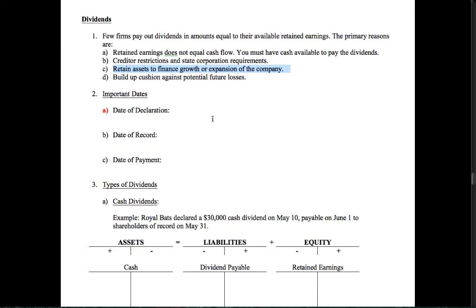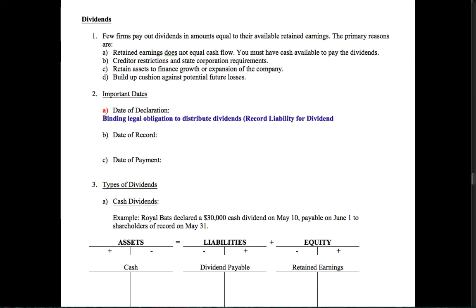First, let's talk about the date of declaration. At the date of declaration, this represents a binding legal obligation to the company to distribute dividends. Therefore, you will record the liability for the dividend. We will go through an example of this shortly under number 3 for types of dividends, and I will show you what I mean by recording the liability for the dividends.